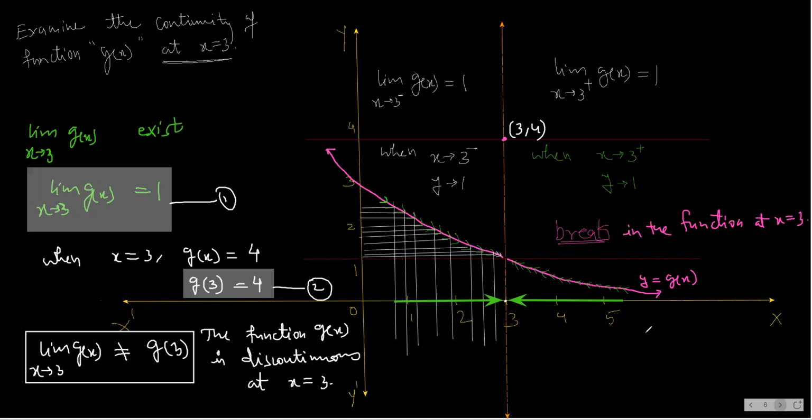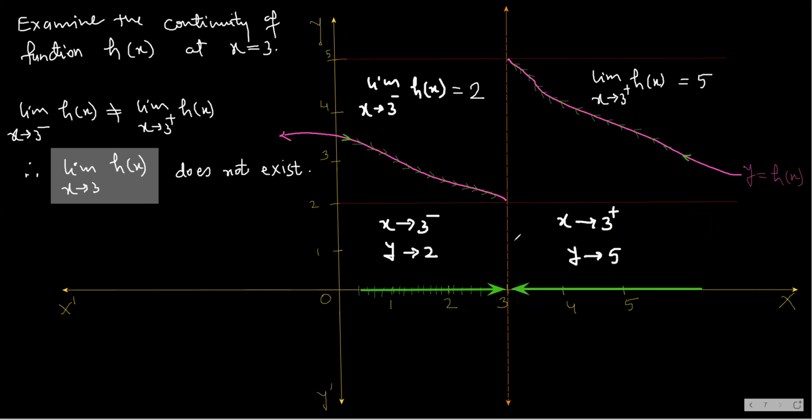But here what is happening? See, in that case, the left hand limit and the right hand limit were equal. You can check from both the branches. When x tends to 3, the function from the left and the function from the right were coming to the same height. That is, the left hand limit and right hand limit were equal. But in this case, what is happening?